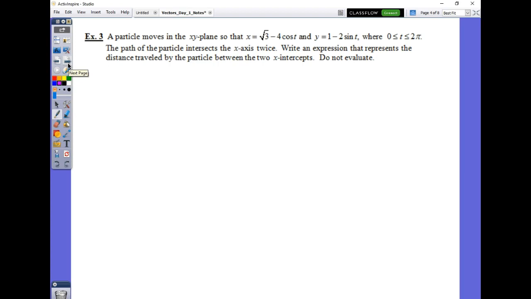So, a particle moves along the xy plane so that x is equal to the square root of 3 minus 4 cosine t and y is equal to 1 minus 2 sine t, where 0 is less than or equal to t is less than or equal to 2 pi. The path of the particle intersects the x-axis twice. Write an expression that represents the distance traveled by the particle between the 2 x-intercepts. Do not evaluate. Okay, so we're writing an expression for distance.